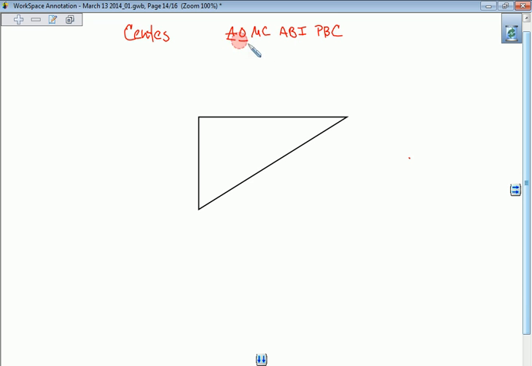So an altitude gives me the orthocenter, medians give me the centroid, angle bisectors give us the incenter, and perpendicular bisectors give us the circumcenter. Okay, medians, midpoint to the opposite vertex.